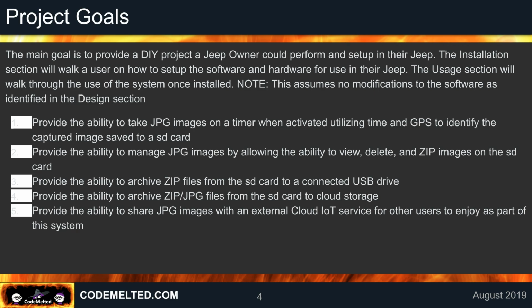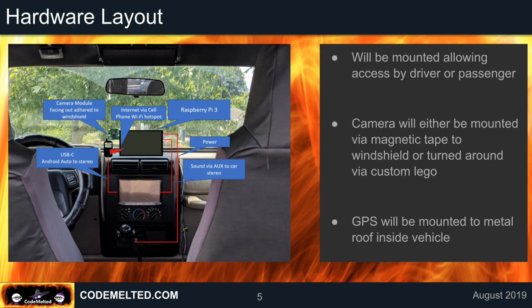The main goal is to provide a do-it-yourself project for a Jeep owner. The system should take timed JPG images, utilizing time and GPS data, and save them to an SD card. It also needs the ability to manage, archive, and share these images, including archiving to cloud storage and sharing via an external IoT service. The hardware will be mounted for access by the driver or passenger.